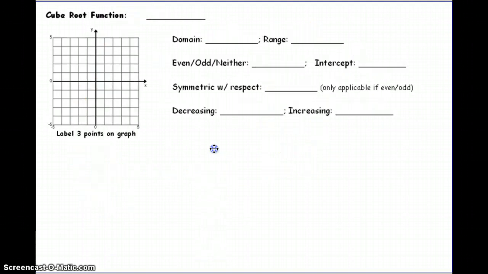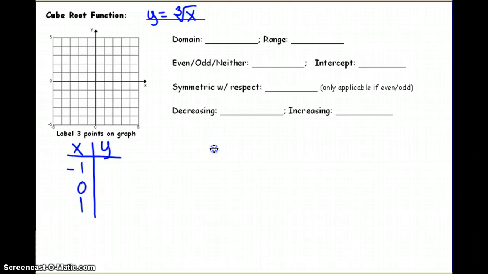The third graph I want to talk about is the cube root function. And the parent equation for a cube root function is just the cube root of x. And I am again required to label or plot 3 points on my graph. And I'm going to pick the same ones I've kind of been sticking with, -1, 0, and 1. When I take the cube root of -1, I still get -1. When I take the cube root of 0, I get 0. And the cube root of 1, I get 1.